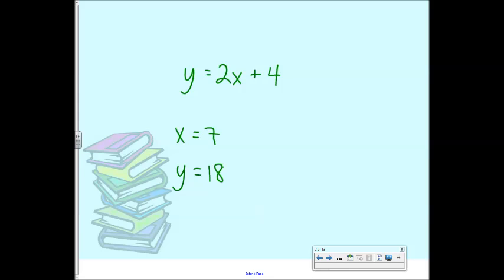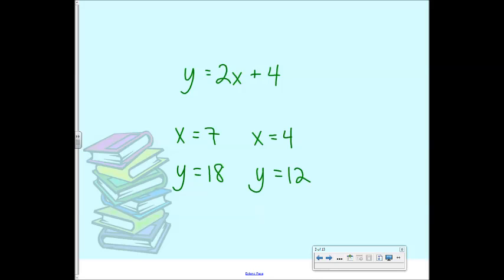All right, so that means if x is 7, y is 18, and that would be a solution to this linear equation. When you graph a linear equation, what does it look like? A line. All the points on that line are solutions to the equation. So if you had x equals 4, you would get a different solution. If x equals 4, then your solution would be 12, because 4 times 2 is 8, and 8 plus 4 is 12. Okay? So those are solutions to linear equations. When you plot a linear equation onto a graph, you get a line, and any point on that line is a solution to the equation.